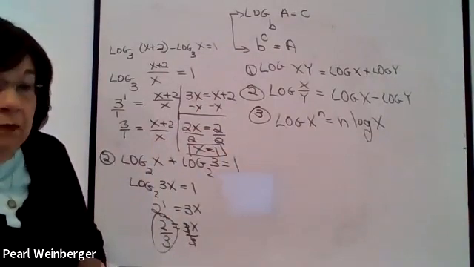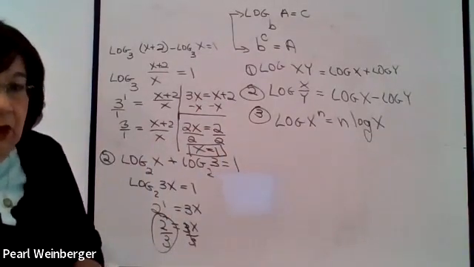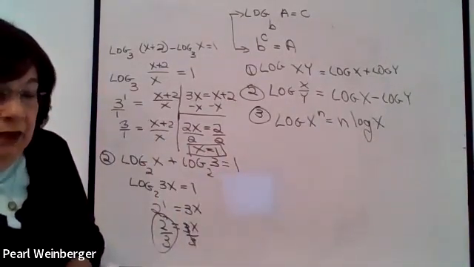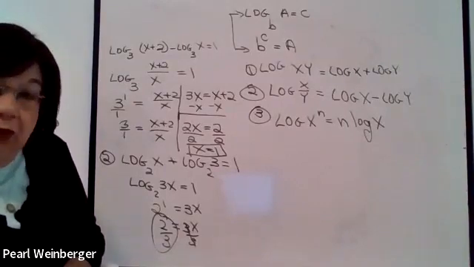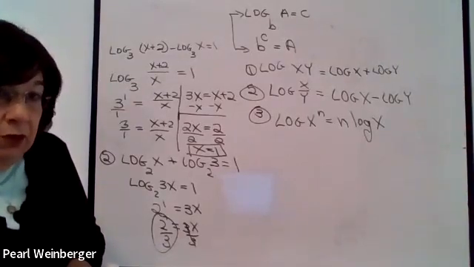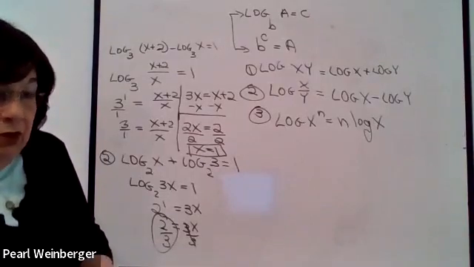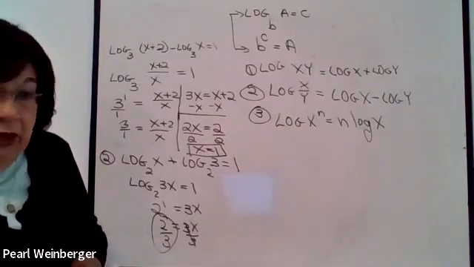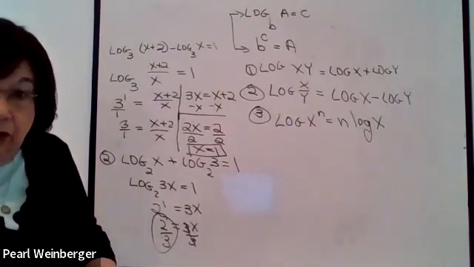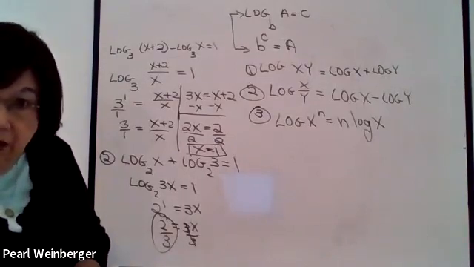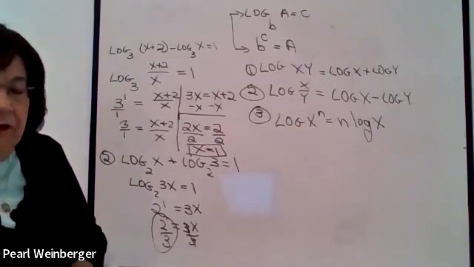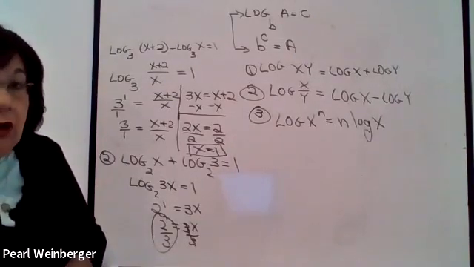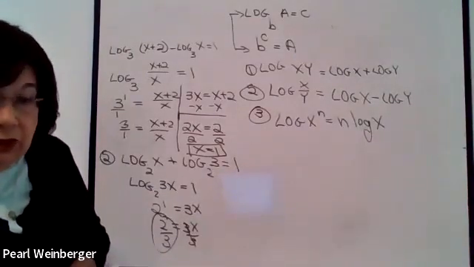I want to make one comment. It is possible that you could get an extraneous root. Remember, we had cases during the term where we had extraneous roots. We had a case where we had a fraction, and if the answer made the fraction denominator turn out to be 0, we couldn't use that answer. We called it an extraneous root.